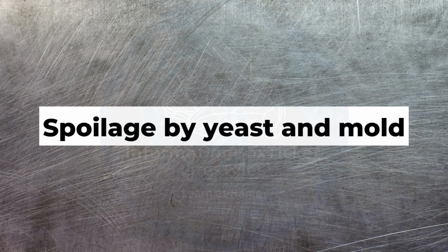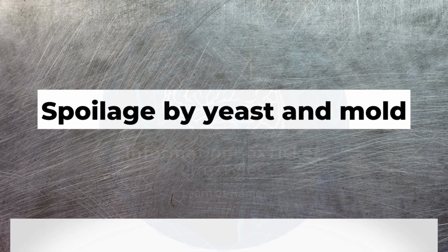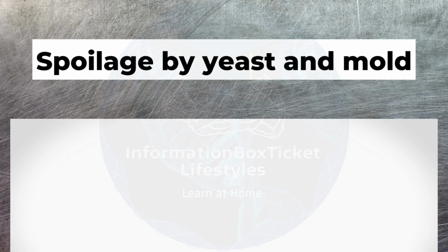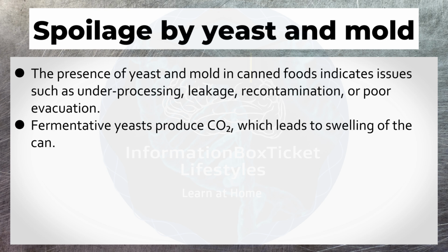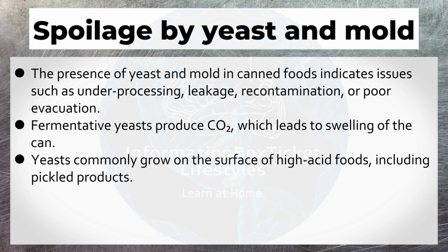Spoilage by yeast and mold. The presence of yeast and mold in canned foods indicates issues such as underprocessing, leakage, recontamination, or poor evacuation. Fermentative yeasts produce carbon dioxide, which leads to swelling of the can. Yeasts commonly grow on the surface of high-acid foods, including pickled products.